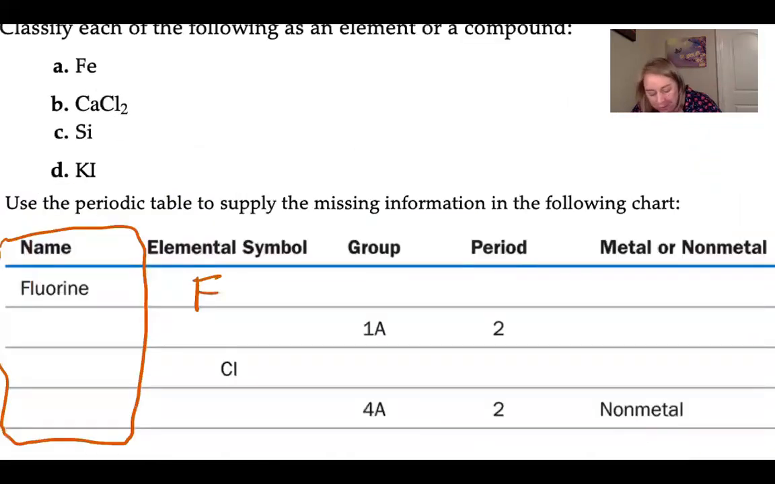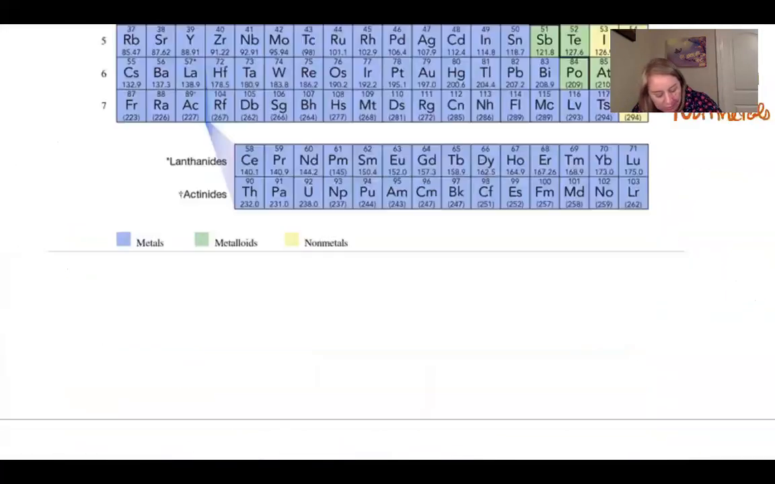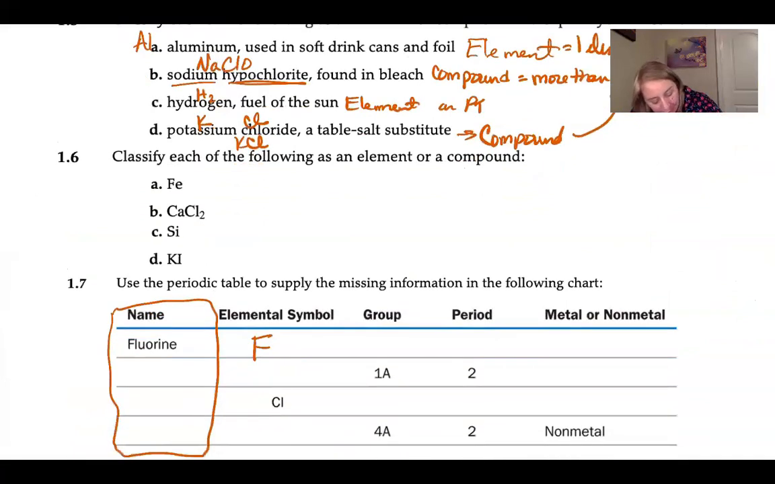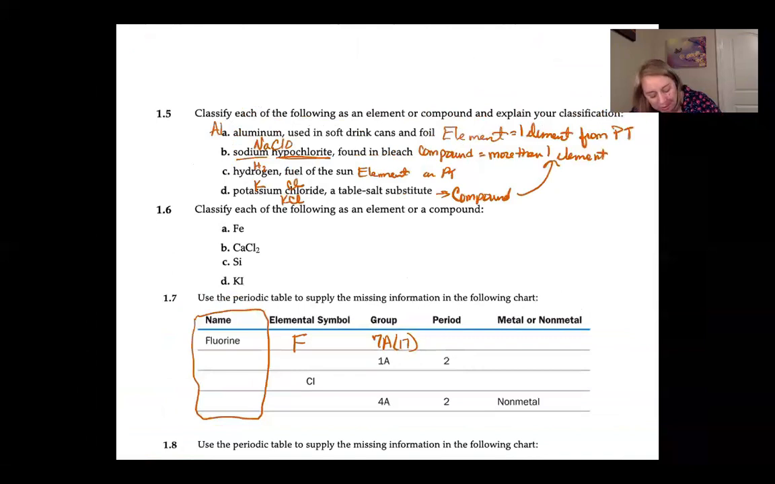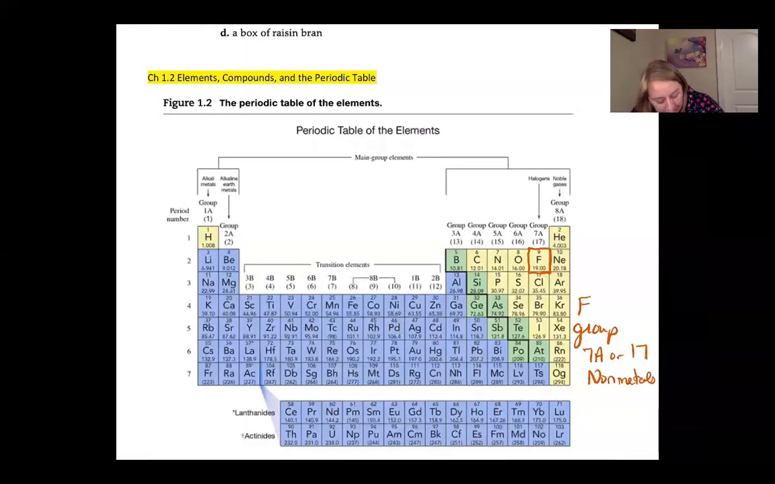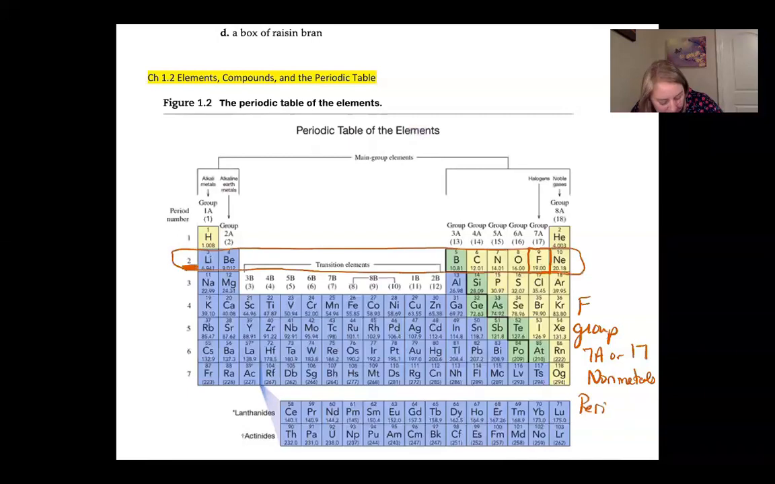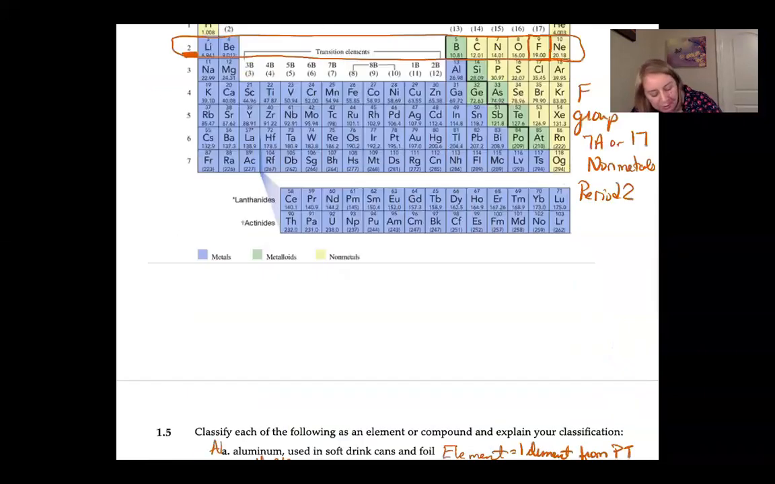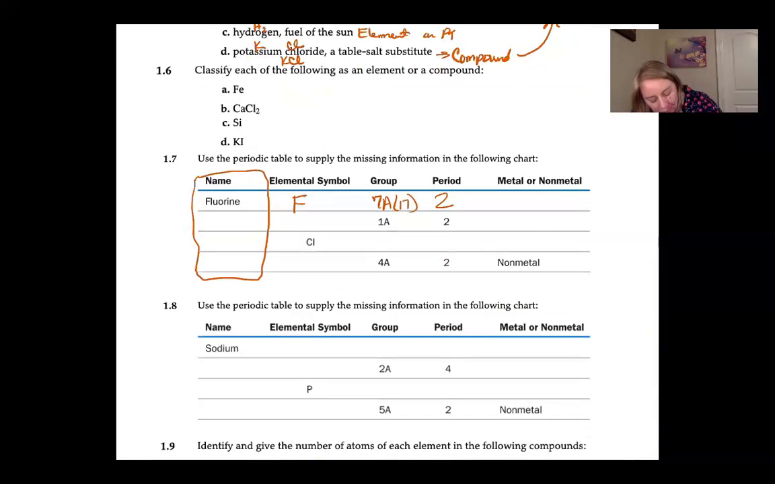So what did we say? Fluorine was in group 17. Oh, they're doing the A. So 7A, and I'll put in parentheses 17, right? And we were in period... oh, we didn't talk about that. What period are we in? So if we go across, what period is fluorine in? It is in period 2, right? Okay, so that's period 2, and we said it was a non-metal.